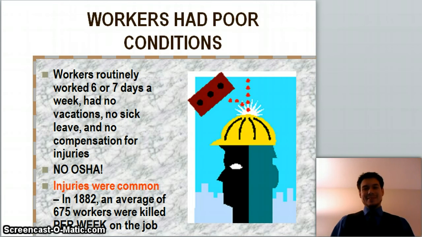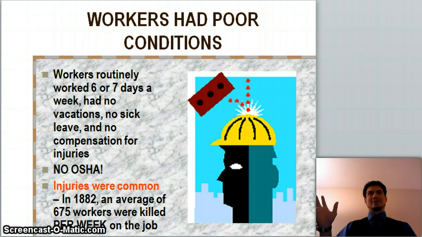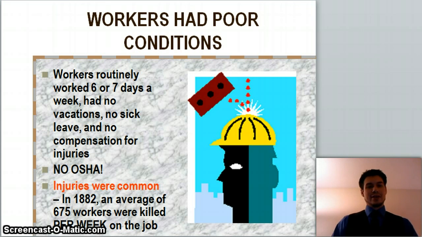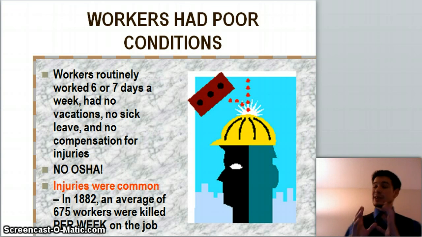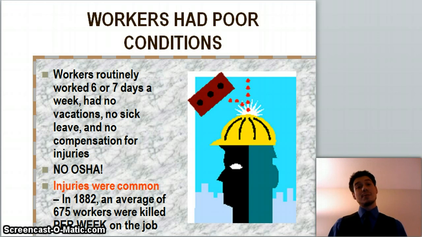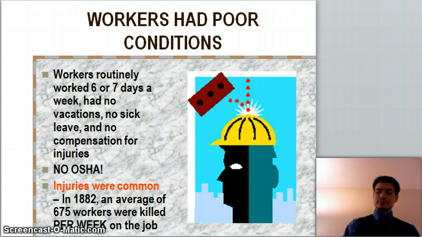All right. So workers had poor conditions as well. There was no such thing as OSHA back in the day. They worked 6 or 7 hours a day, 6 or 7 days a week, and had no vacations, no sick time, no leave, no compensation, no nothing for injuries. And injuries were common. By 1882, an average of 675 workers were killed per week on the job.